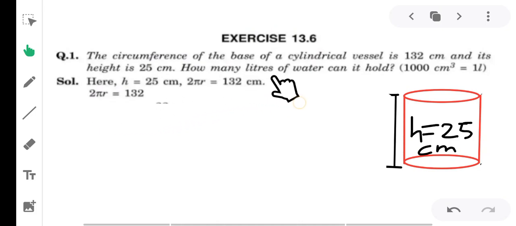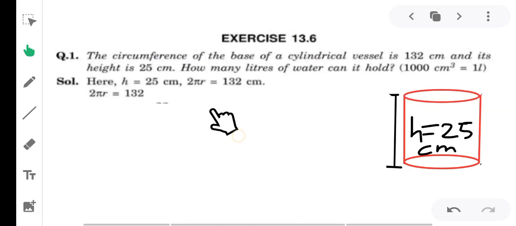And how many liters of water can it hold, right? How much water can we fill completely in this cylinder, that we have to tell, that is the volume of the cylinder. And here for the hint we have 1000 centimeter cube equal to 1 liter. So if we want to convert the volume of the cylinder from centimeter cube to liter, we have this conversion unit, right? So let's do the question.